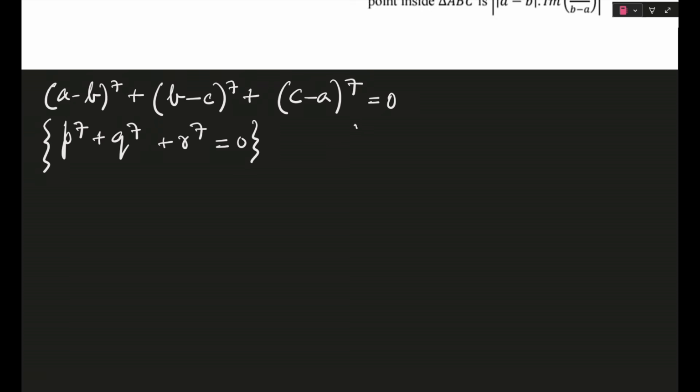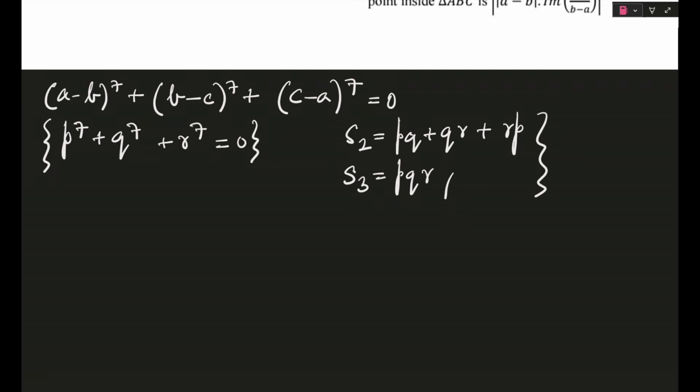So let's take some S2 to be equal to PQ plus QR plus RP, two at a time taken as a product, and S3 is PQR. So basically I can say that P, Q, R are roots of the equation T cube plus S2 T minus S3 is equal to 0, right? No harm in that. These are all taken. Okay, this is not given in the question, I have taken it for a reason.